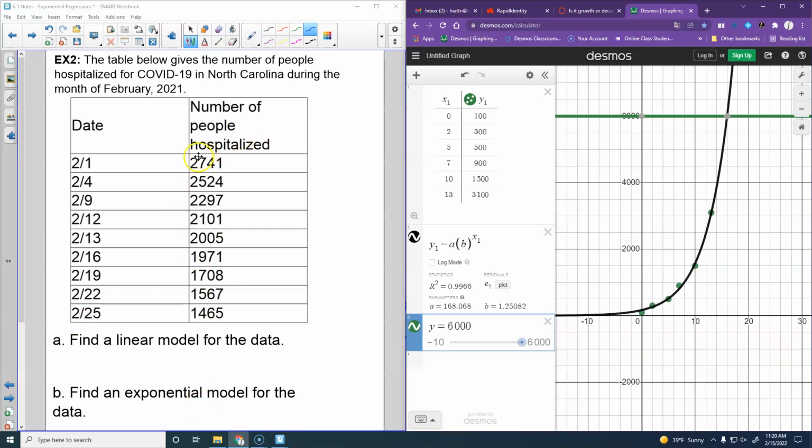But hopefully we're on a downward trend, so hopefully we're going to see this continue to go down as we were seeing here. So last year, I just had the question, how many people are hospitalized? What trend are we seeing? So this was last year's data for the state of North Carolina. So we're going to type it in.